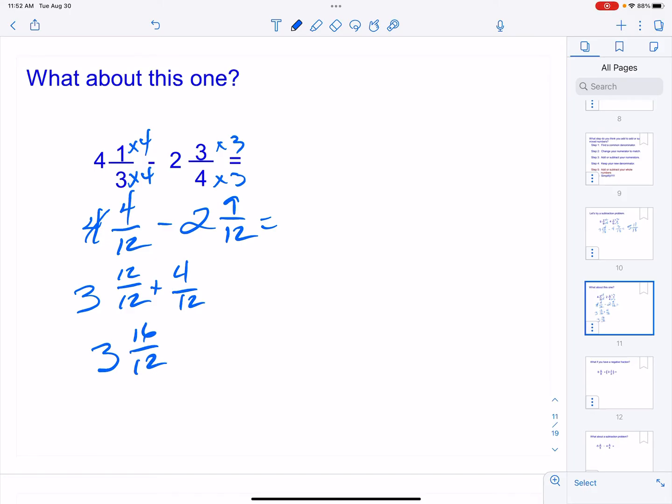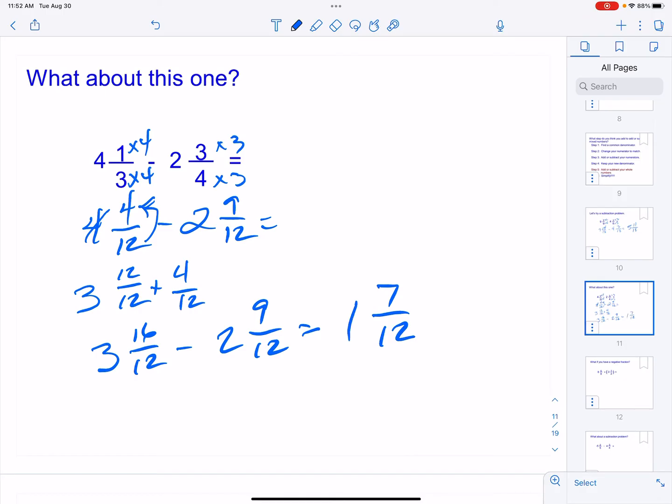So what you really need to remember when you're borrowing is, you borrow from the 4 and you add the numerator and denominator together, and that becomes your new numerator. Now that makes my fraction large enough that I can subtract from it. So now we've got 16 take away 9, where I'd originally had 4 take away 9. So 16 take away 9 gives me 7. We keep our denominator, and 3 minus 2 gives you 1.